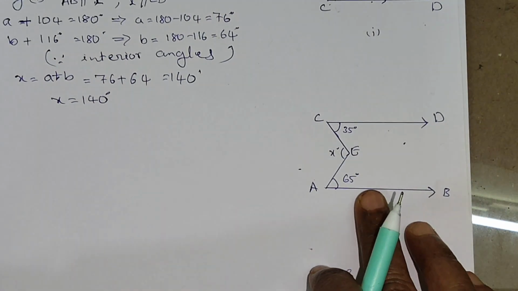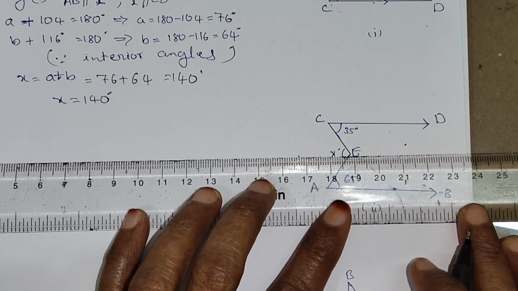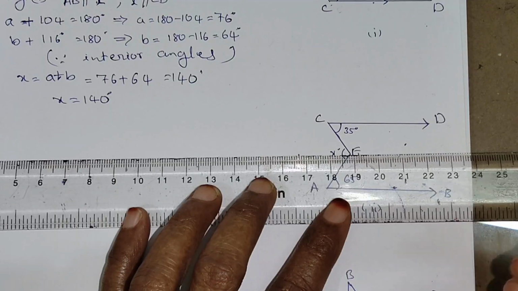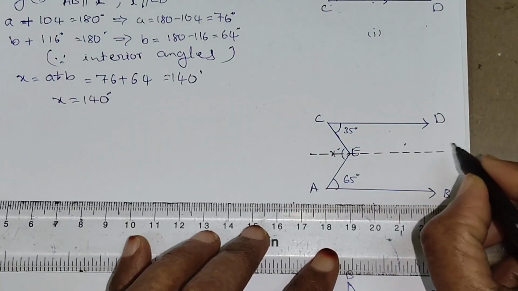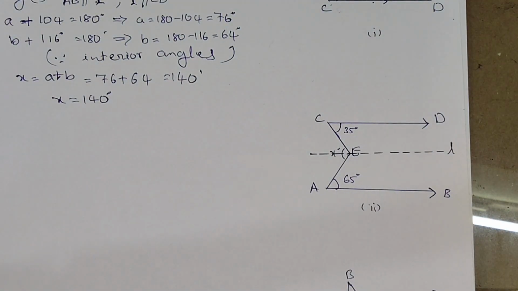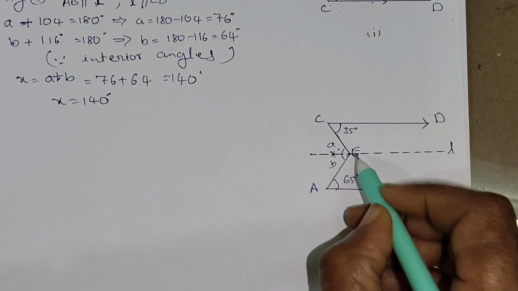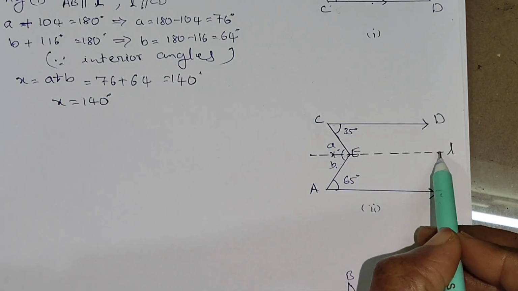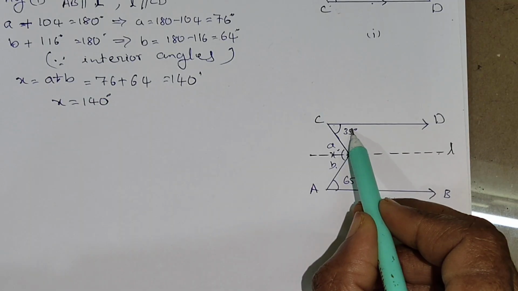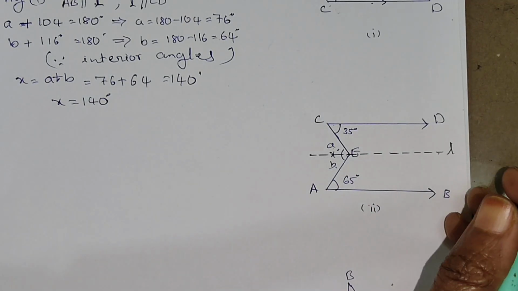Now next we do the second one. We observe the second diagram. Here also we draw one line. Here CD is parallel to line L. This is the L line. Now observe these two angles A, B. CD is parallel to L, which means A equal to 35 degrees. Here B equal to 65 degrees.